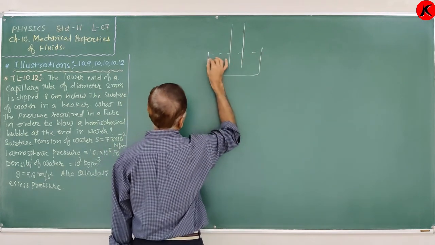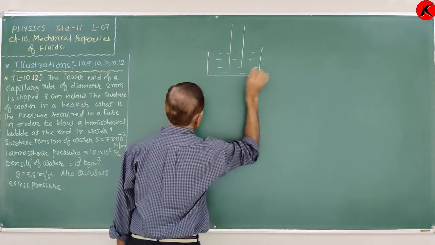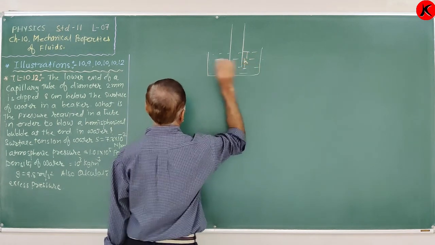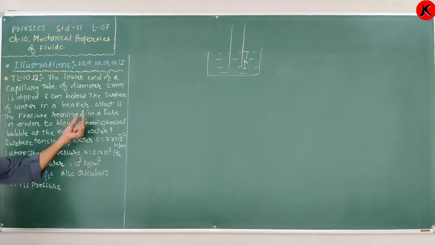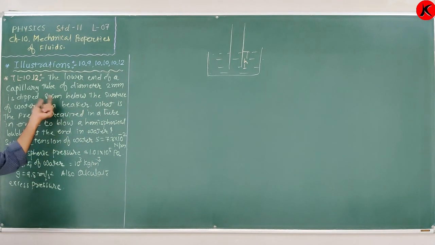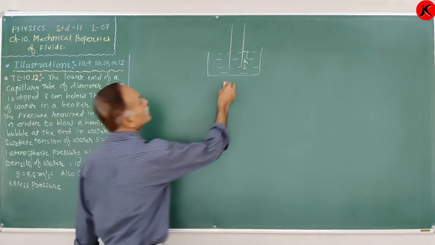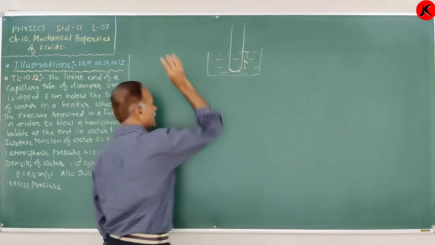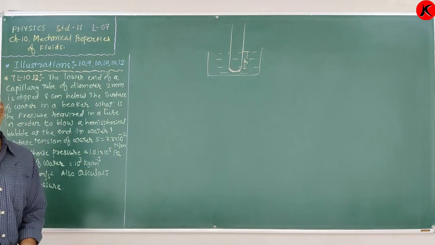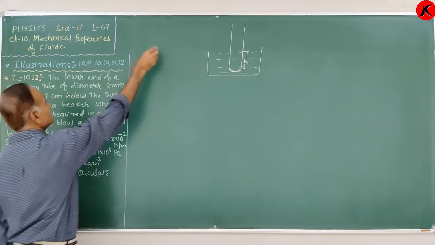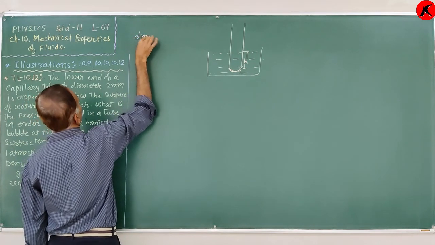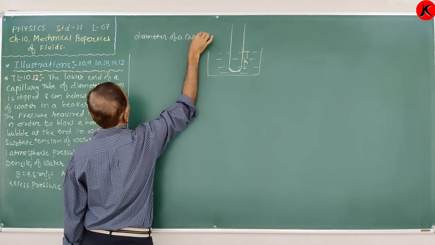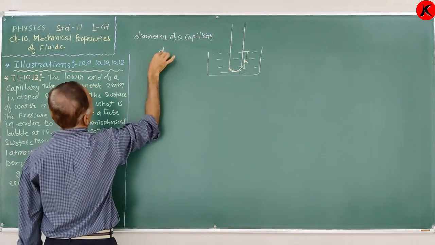Right? Okay. Now listen. The capillary is dipped in the water up to the depth H. H is given, that is 8 centimeter. We want to get a bubble at the end of the capillary tube in water. Diameter of a capillary is given. Now listen, diameter of a capillary D is given as 2 millimeter.